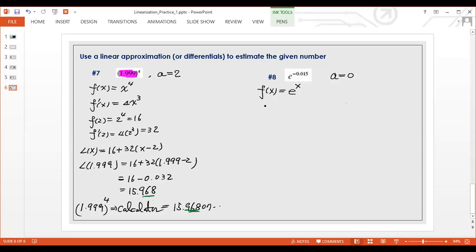Okay, so let's start. So f prime of x, well, this one is very good. We like e to the x because the derivative is still e to the x, right? Now let's put in the value. When a equal to 0, this will be e to the 0, which is 1. So f prime of 0 is e to the 0, equal to 1. All right, so we can write our linear approximation. So it's 1 plus 1 times x minus what? X minus 0, right? Okay, so this will be x minus 0.